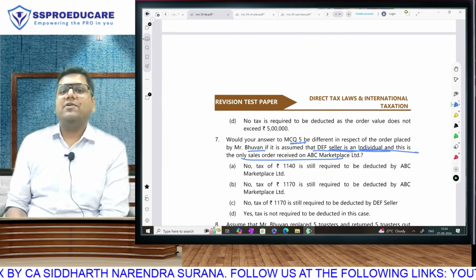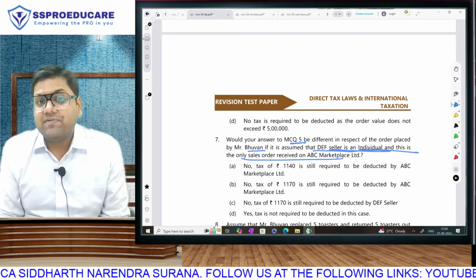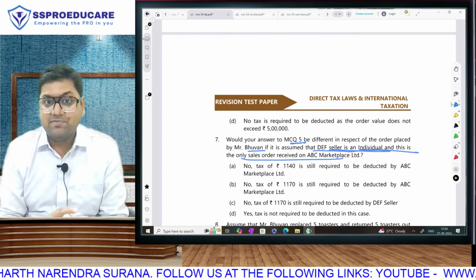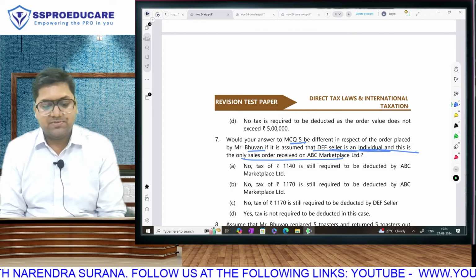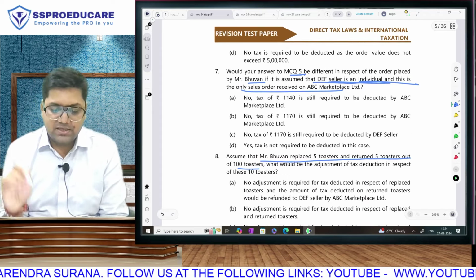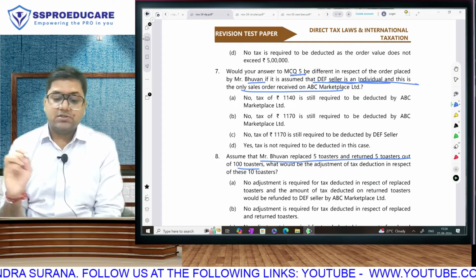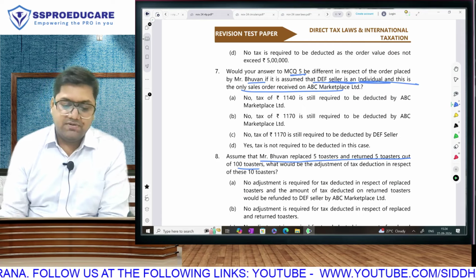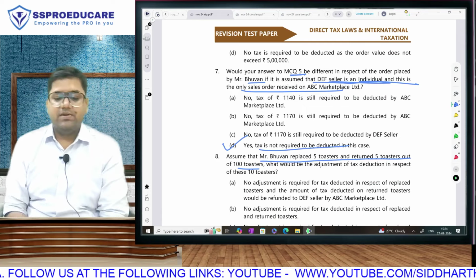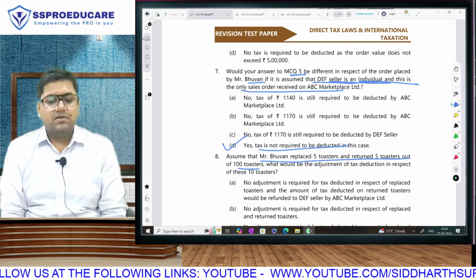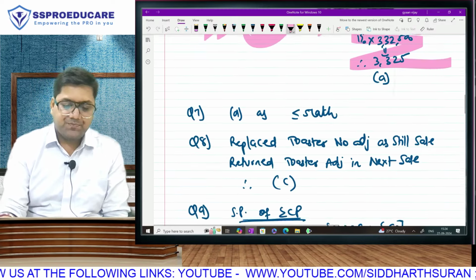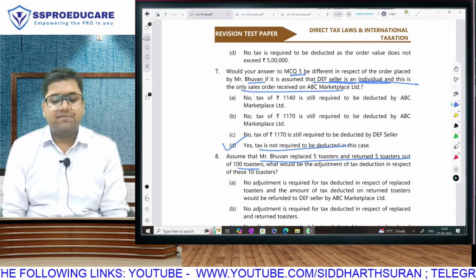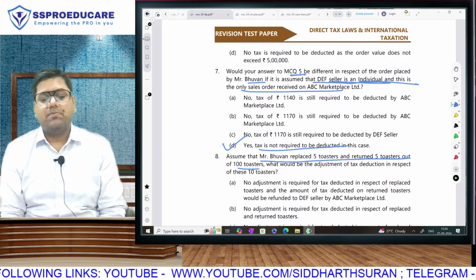So do we know in 194 there is an exception that in case of individual HUF up to 5 lakh there will be no TDS. There will be normally TDS on every amount, but for individual HUF there is an exception prescribed, and accordingly in this case, because the assessee is individual, tax is not required to be deducted because the amount is up to rupees 5 lakh.